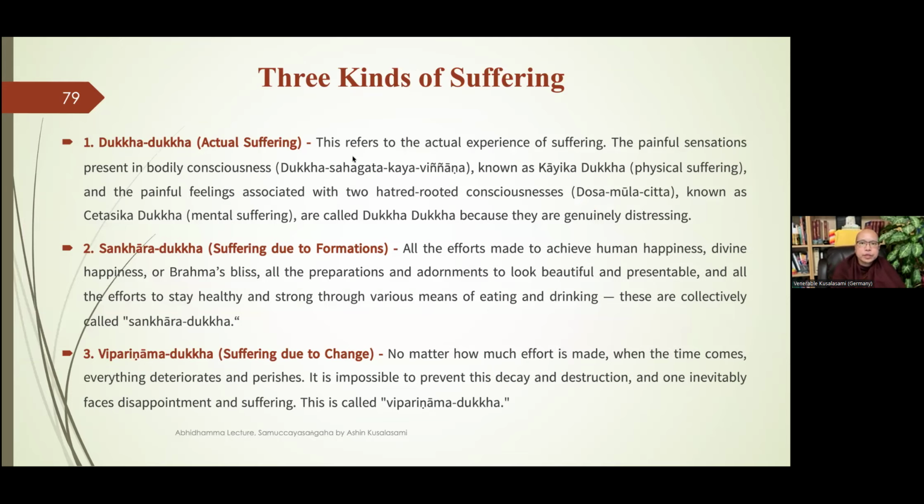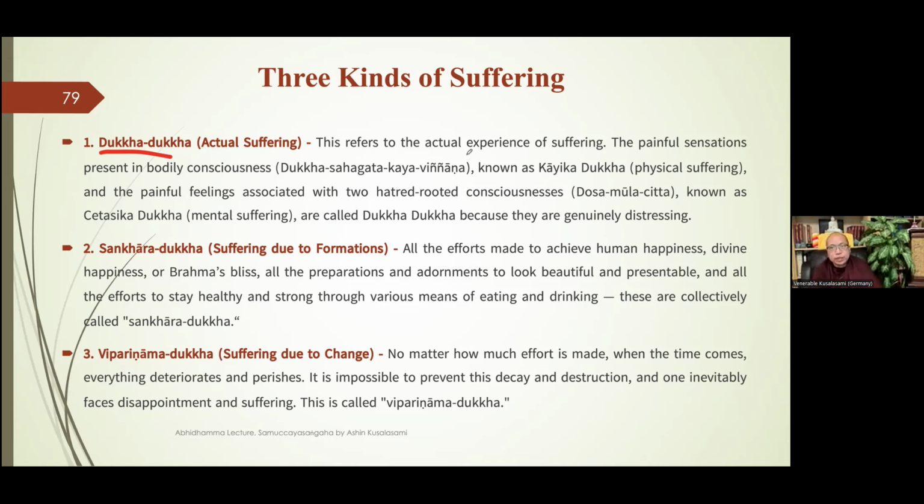This is the explanation in the commentary. There are 3 kinds of suffering. Dukkha dukkha. In the nature of the Pali language, if we make some words double, it is a double degree. So dukkha dukkha means actual suffering.